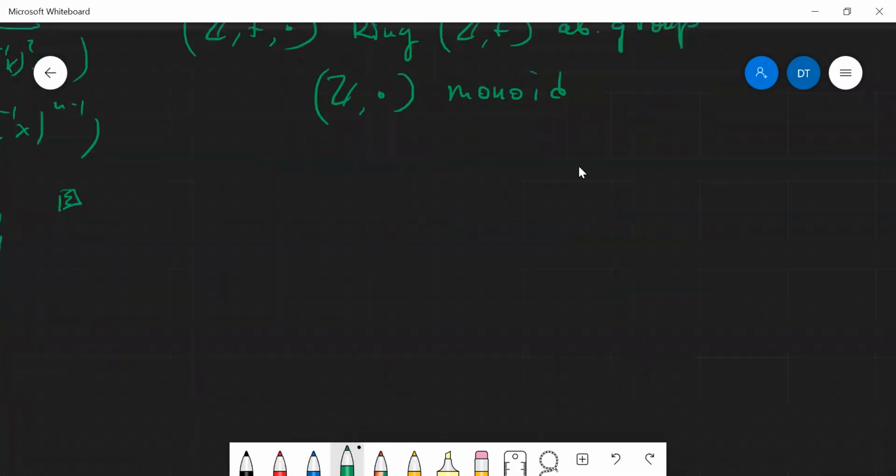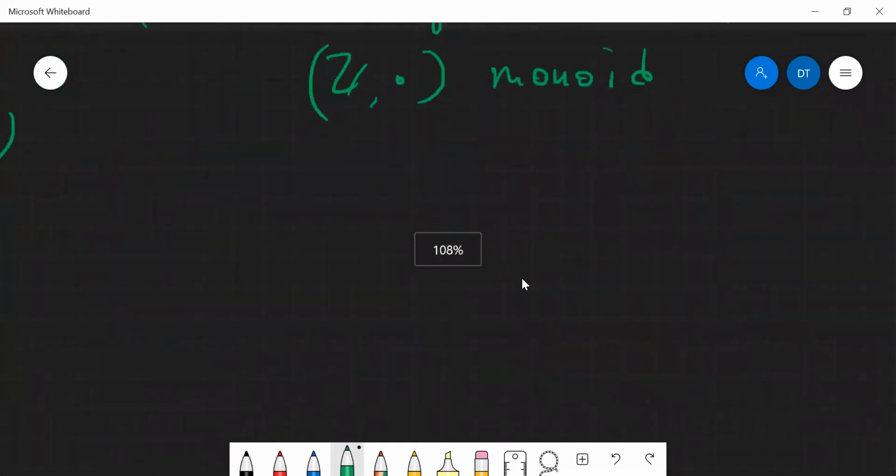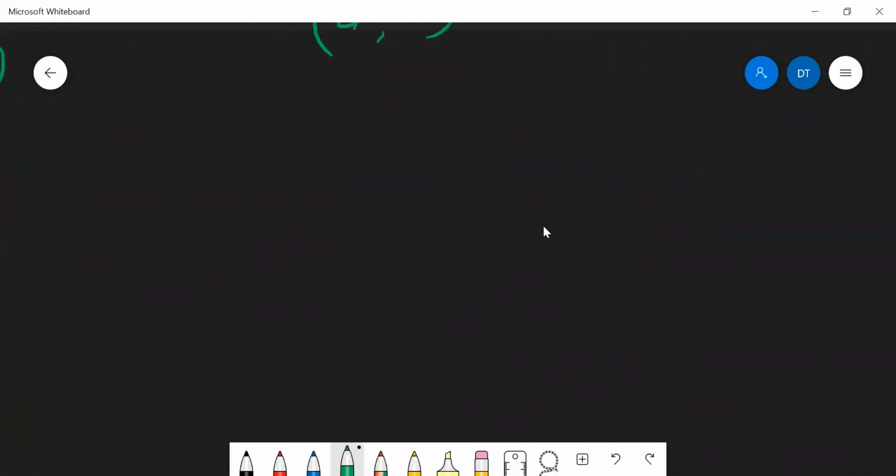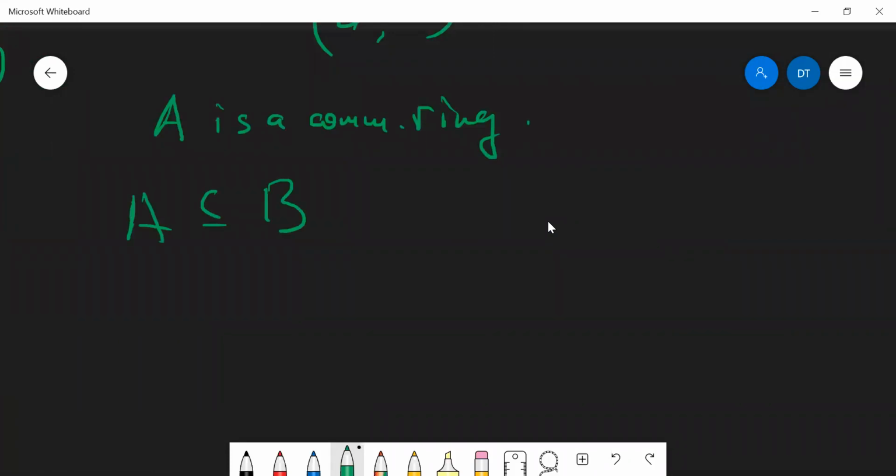Okay. So what I want to explain now is this. Suppose that you have a ring A. A is a commutative ring. And suppose that B is another ring containing A as a subring. So this is also a ring. B is not needed to be commutative, but it doesn't matter. If you wish, you may think that B is commutative. So A is a subring of the ring B.